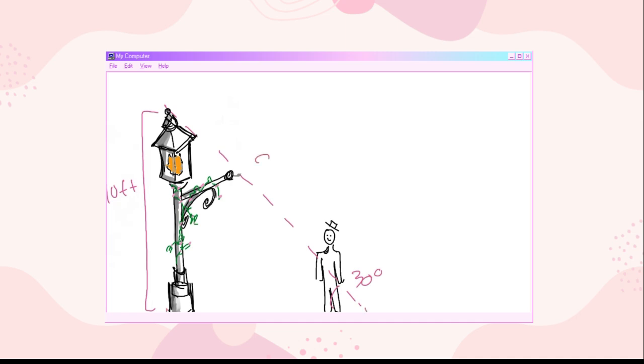Well, here we know that we have an angle of 30 degrees, an opposite side length of 10 feet, and the missing side length, which is the hypotenuse, as it is opposite from the 90-degree angle formed between the lamppost and the ground. With this, we can use the trig function of sine, since it is opposite over hypotenuse. Running it down, it would be sine of 30 degrees equal to 10 over the hypotenuse.